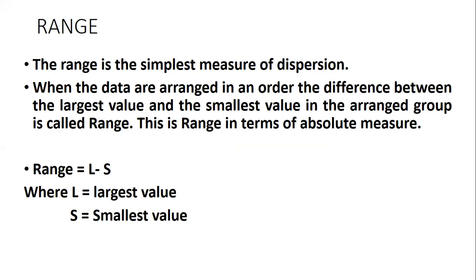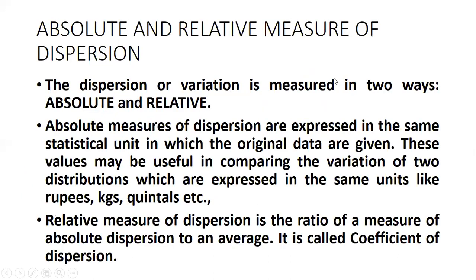Now, in measures of dispersion, you will have something called absolute and relative measure of dispersion. This is a little basic topic. Dispersion can be measured in 2 ways. It's something like measuring a cloth. You can measure the cloth in meters, or you can measure the cloth in centimeters. Like that, you have 2 ways here. What are those two ways? First, absolute and then relative.